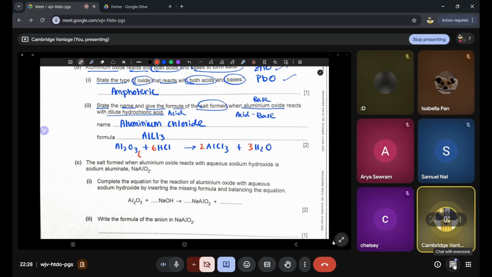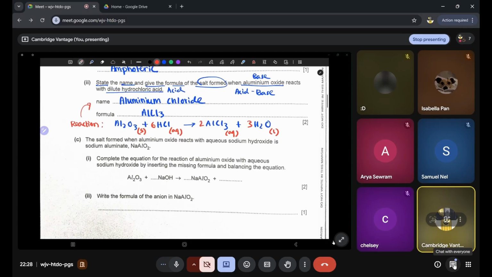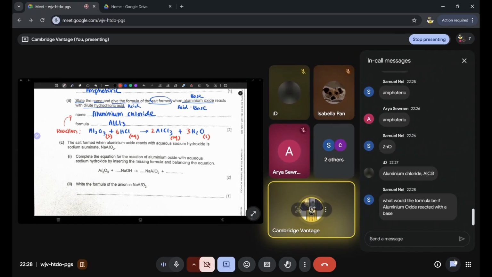If you were to write down the state symbols, aluminum oxide is insoluble, so that's a solid. HCl will be aqueous. AlCl3 is a soluble salt, so it's aqueous, and water is just liquid. So this is the reaction that is asked for in this question. Does anyone have any questions from here? The reaction should be something that you remember. Don't just rely on the question to give it to you.